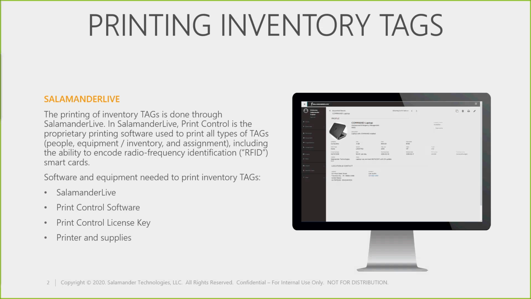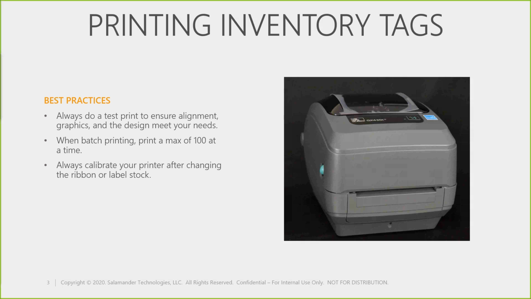So now let's talk about some best practices. First things first, when we look at printing inventory tags, it's always best to do a test print. This is really to ensure that your labels are aligned, and the graphics and design meet your needs. The last thing you want to do is print out 100 labels and find out they're all misaligned. In that case, you're basically wasting your supply. So always do one test print from your computer.